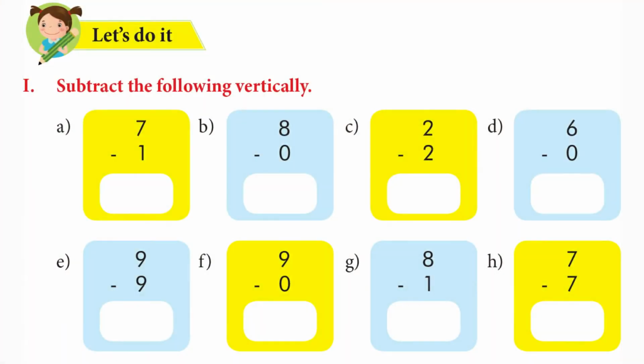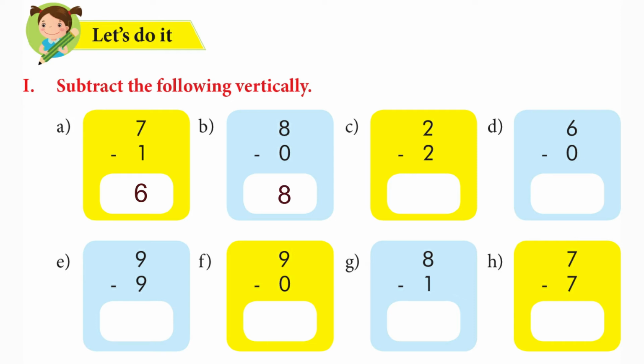The first one is subtract the following vertically. 7 take away 1. So 7 minus 1, any number when it is subtracted with 1, the answer would be the previous number itself. So what is the number before 7? It is 6. Yes. So the answer is 6. The next one, 8 minus 0. So any number subtracted with 0 is the number itself. So what is the number? It is 8 and that's the answer.